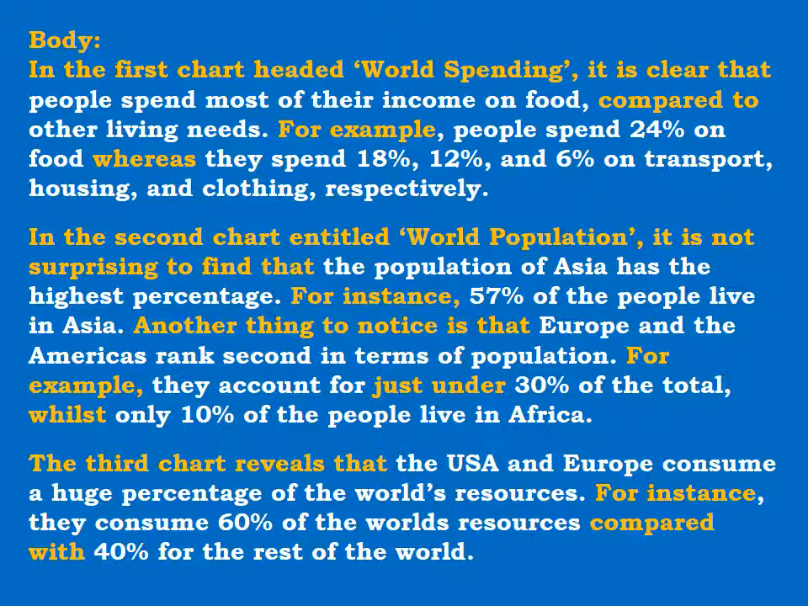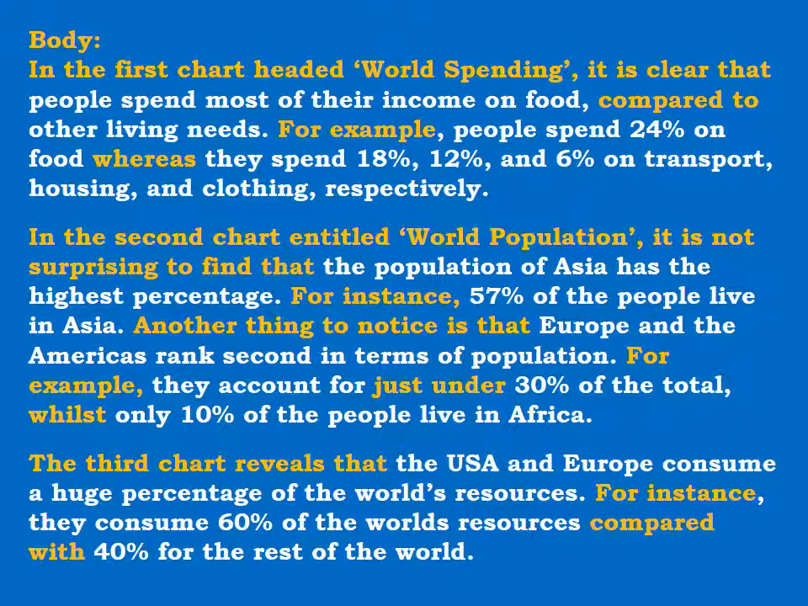In the first chart, as you can see, if you look at the three paragraphs, each paragraph talks about one chart. The first chart, headed World Spending, makes it clear that people spend most of their income on food. So if you go back to the pie chart, you can see that I think it is 24% of the consumption goes for food compared to other living needs.